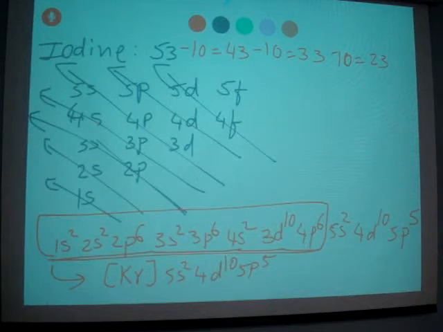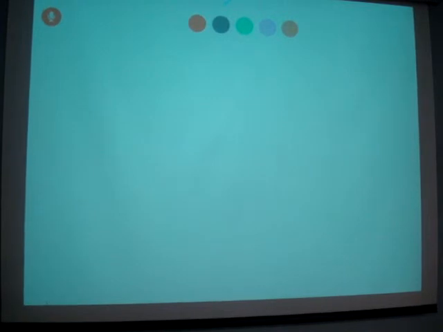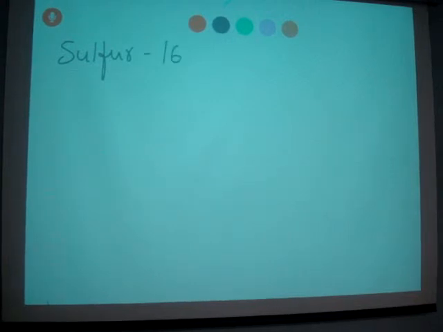Now we are going to work on sulfur. Okay. Now sulfur, when you look at periodic table, let's go to next slide. Sulfur, which has 16 electrons. When you write 1s2, 2s2, 2p6, then 3s2, 3p4. That's the electronic configuration. That's a longhand configuration.